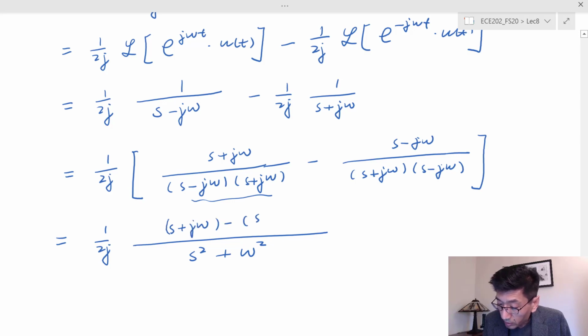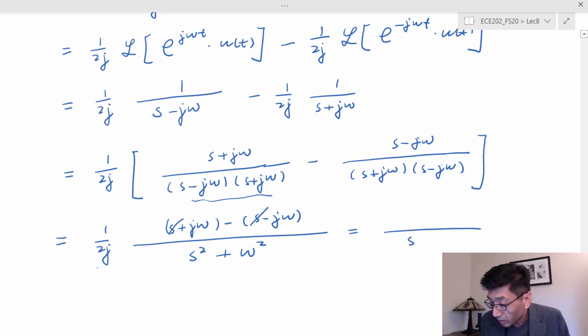minus s minus j omega. So in this case, the s is going to be canceled, so the j omega is going to be doubled. So that I have a 2j omega here, and 2j will be canceled by this 2j. So there I have omega over s squared plus omega squared. Sorry, so this is the Laplace transform of the sine omega t.